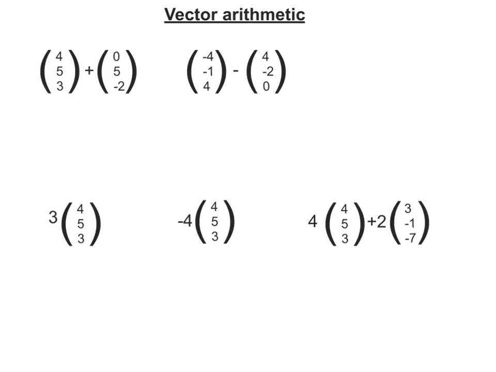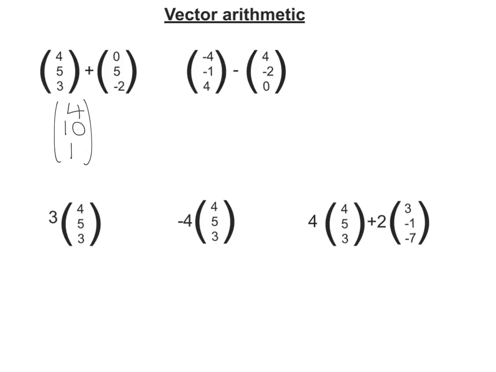In this video, we're going to do some vector arithmetic. So the first question, we've got two vectors added to each other. Well, all we do is we add the corresponding components together. So this first question, we've got 4 plus 0, so that just becomes 4. 5 plus 5 is 10. 3 plus negative 2 is 1.